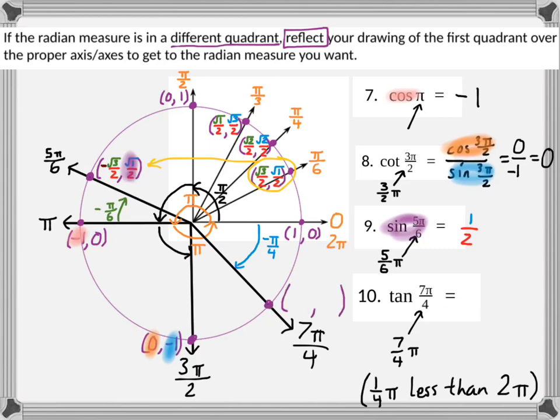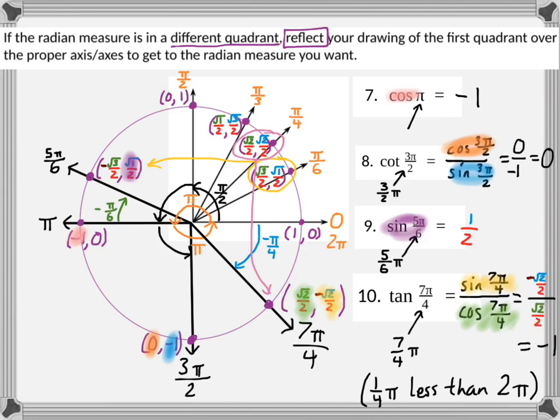The coordinates of this point are the coordinates of the pi over 4 point reflected over the x-axis, meaning the y-coordinate is going to become negative. For the tangent, I need to do the sine value over the cosine value. Sine of 7 pi over 4 is -2 square root of 2 over 2, and the cosine value is positive square root of 2 over 2. If I divide those, we get -1. Same value over same value, except the numerator is negative.